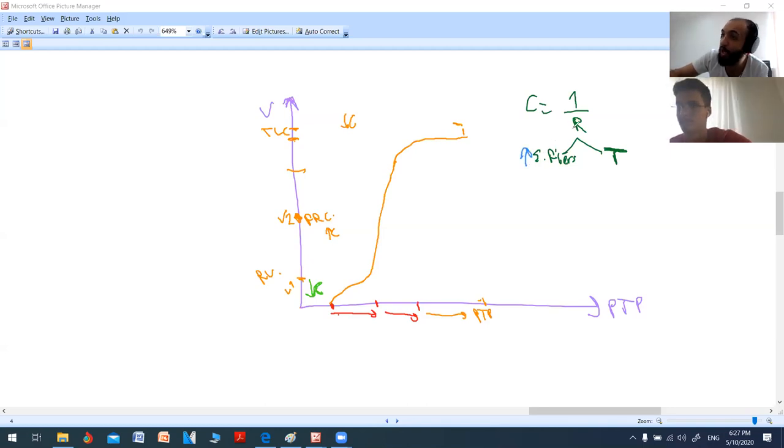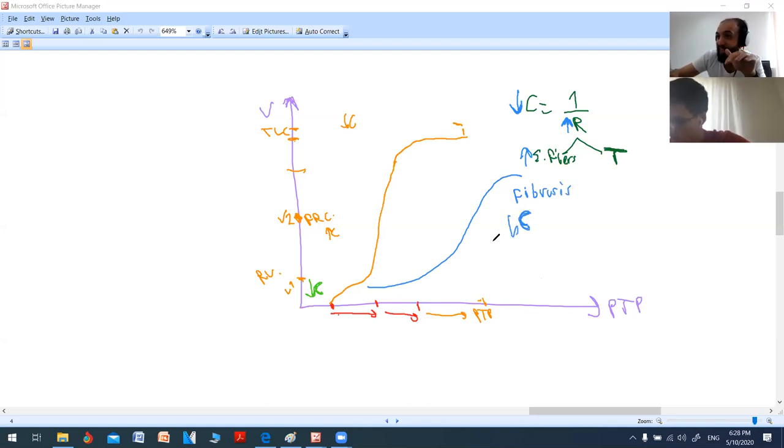More fibers. So more what? Recoil. Yes, more recoil, more resistance. So how is the compliance? Low. So I need a higher or lower pressure to expand the lung? More pressure. So the curve will move to the right, to more PTP to expand the lung. This is what pathology? Fibrosis. So the compliance in fibrosis is low. Is it clear?